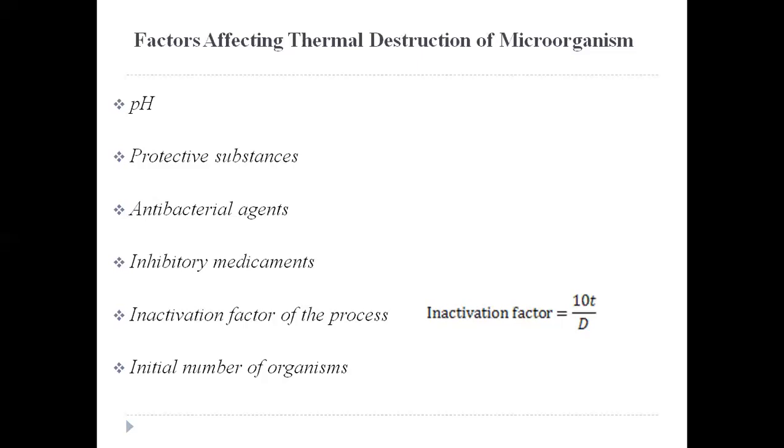The next is initial number of organisms. When a certain number of organisms are heated at a lethal temperature, the organisms are not killed at once, but they are killed gradually as the exposure is prolonged. If a certain fraction of the initial number is destroyed in a particular time interval, then the same fraction will be destroyed in the succeeding interval and will continue till all the organisms are killed and the preparation is called completely sterilized. If the initial number of organisms is less, then the time required for sterilization will be eventually less.